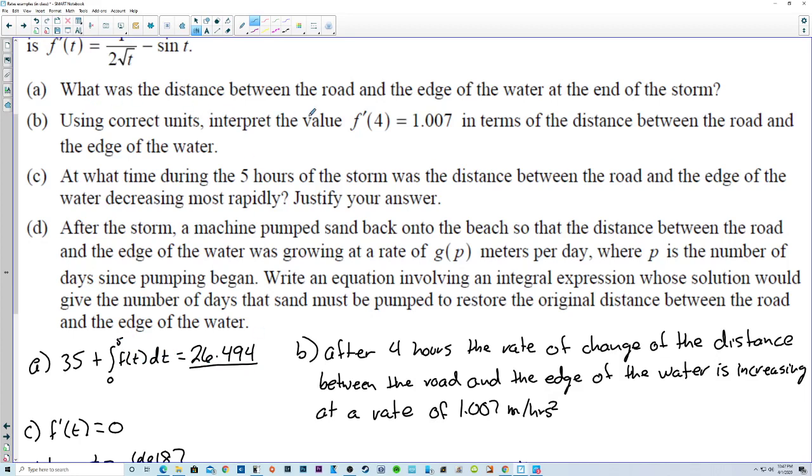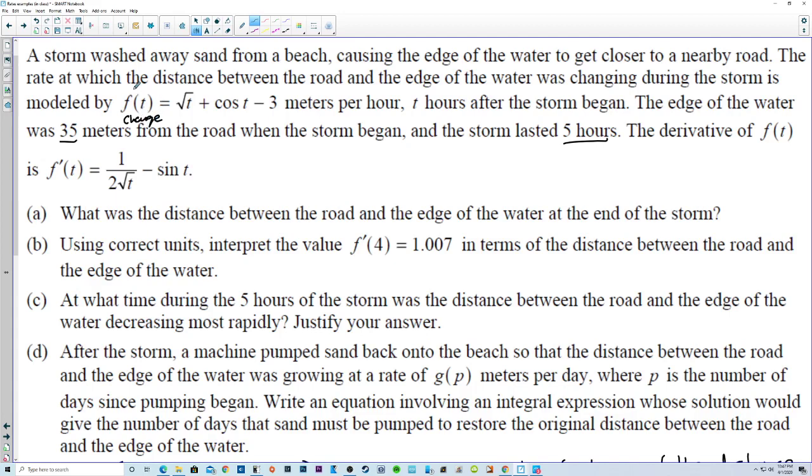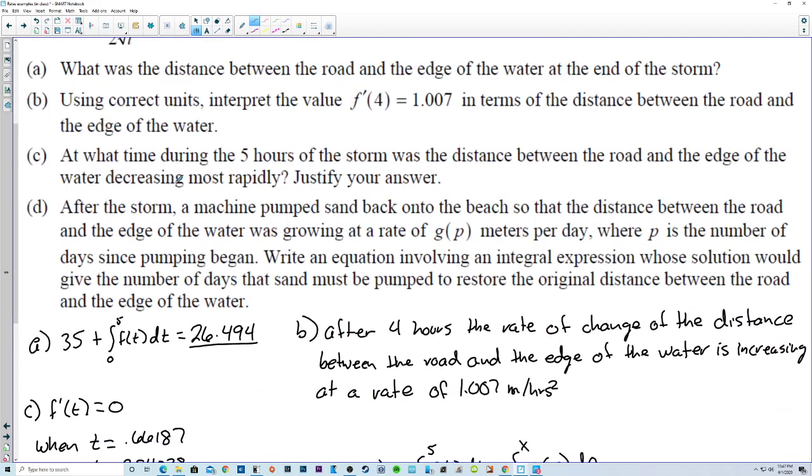Using correct units, interpret the value of f prime of 4 equals 1.007 in terms of the distance between the road and the edge of the water. So this is the rate. The derivative will be the change in the rate. So after 4 hours, the rate of change of the distance between the road and the edge of the water is increasing at a rate of 1.007 meters per hour squared.